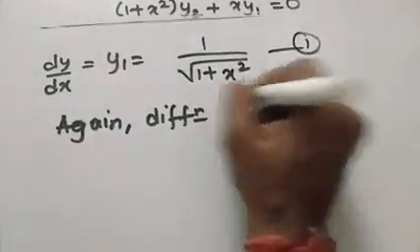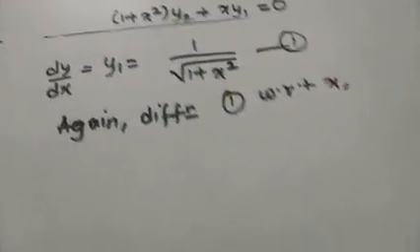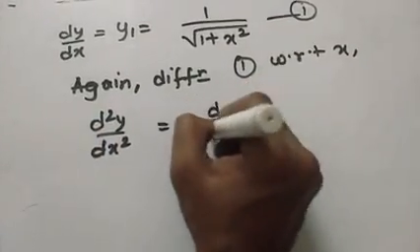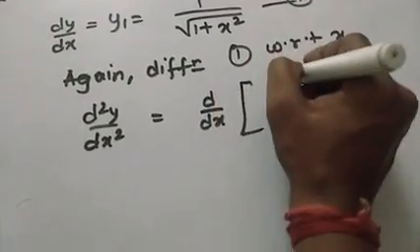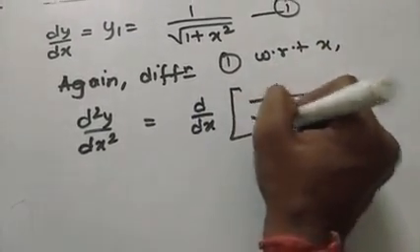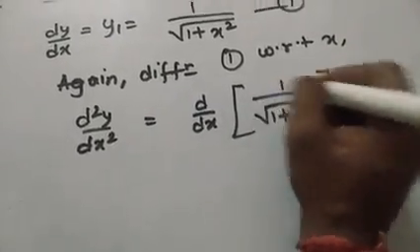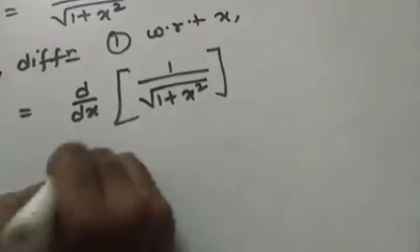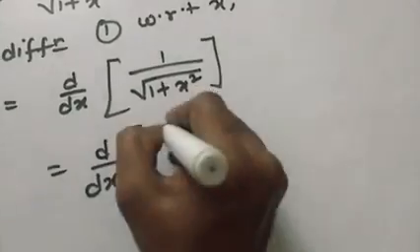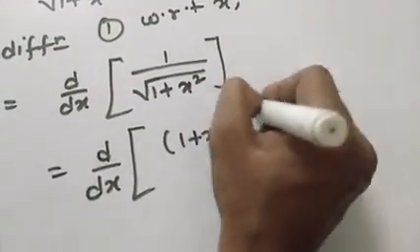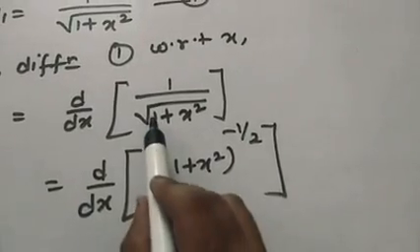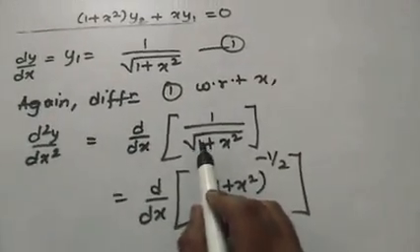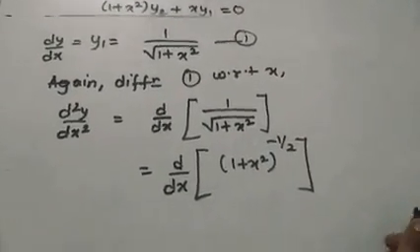This was equation 1. So that is d2y by dx2 we will get, and this side d/dx of 1 by root over 1 plus x square. Or if we simplify this part, I'm writing it directly, 1 plus x square to the power minus half. Because what is the power? Root over means half, and we know that if any term from denominator goes to numerator, the power becomes negative.